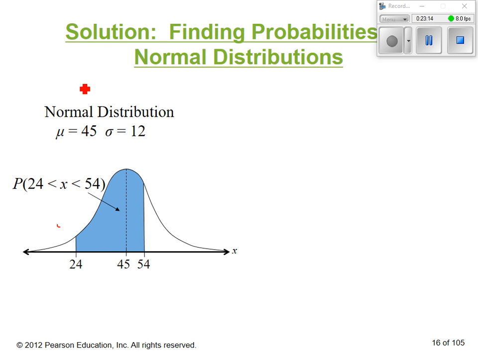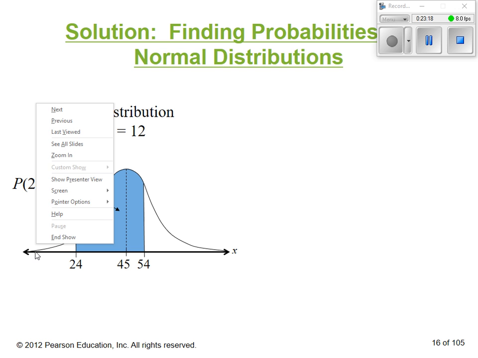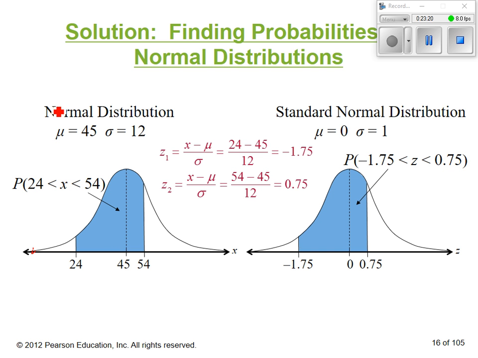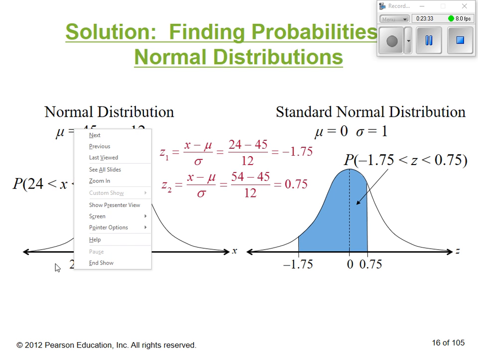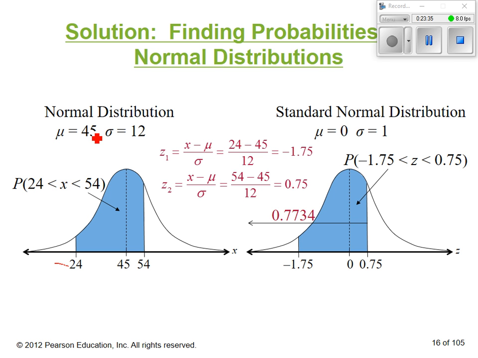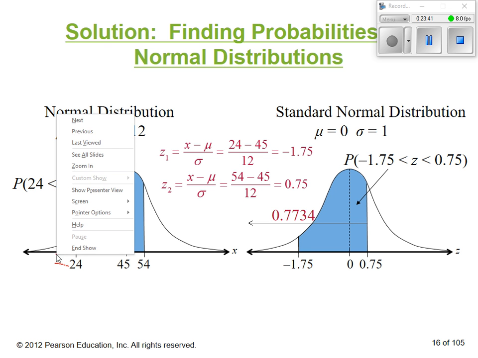So we're looking at this. This is our graph between 24 and 54 minutes. Those are our raw scores. We change them to Z-scores, which we didn't bother to finish out, but that's what they would be as Z-scores. So we'd be at negative 1.75 up to 0.75, and that's about 77. Is that what we said? We said 73, didn't we? I did get 77.